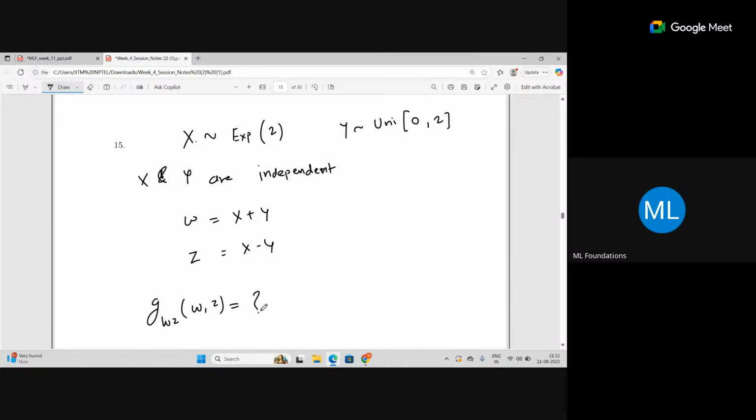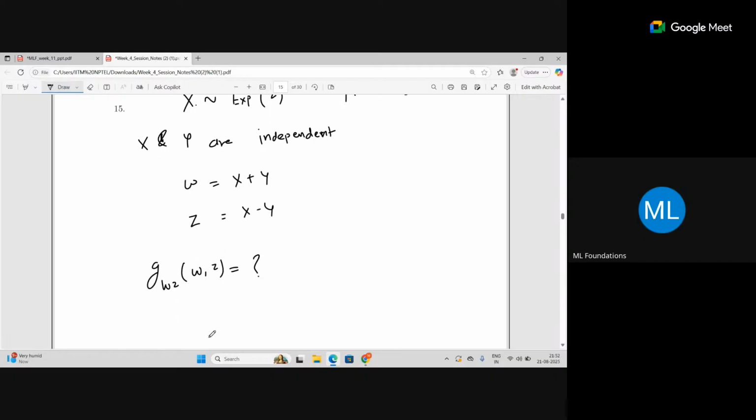Do you need the formula? I'll write down the formula also here. So that is f of w, z equal to f of x, y at r of w, z, s of w, z, and the mod of the Jacobian.